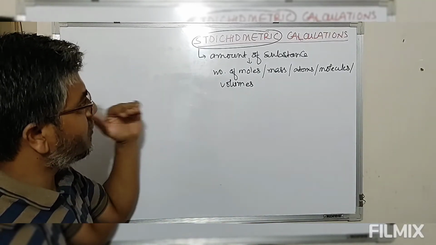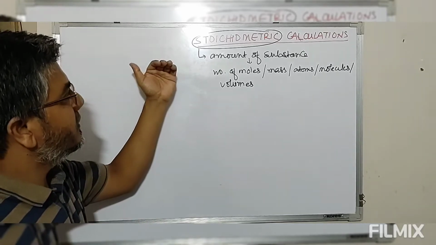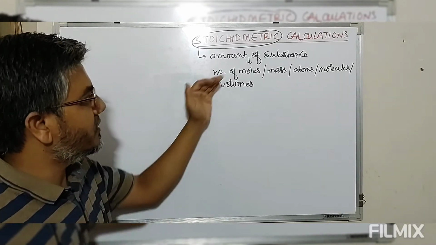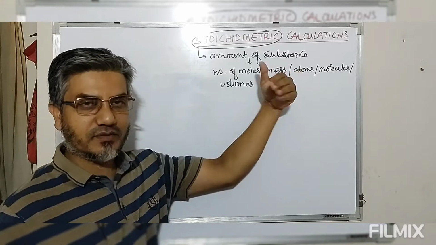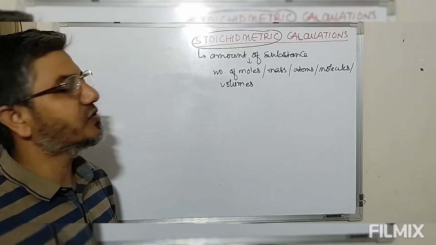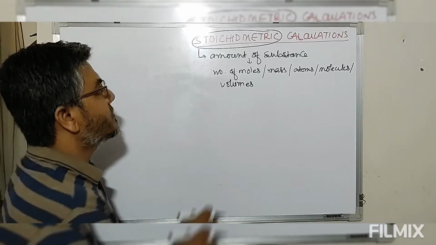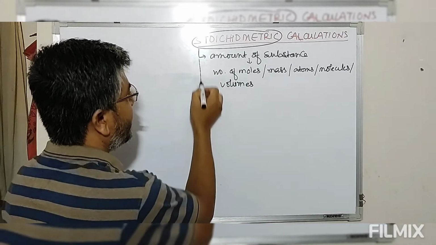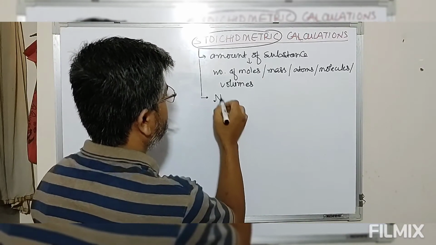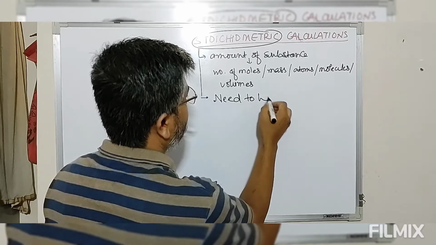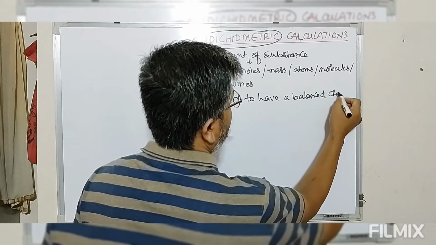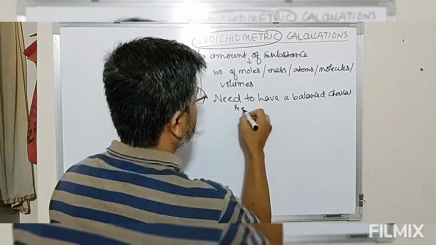This means we all know that all this can be interconverted. So we have to express the amount of the substance in terms of volume, in terms of mole, in terms of mass, in terms of atoms or molecules. Now to define these stoichiometric calculations, to define this amount of substance, we need to have a balanced chemical reaction.